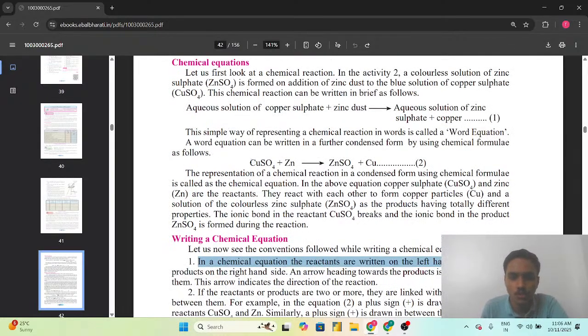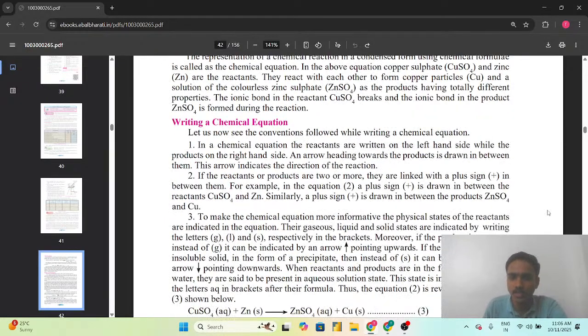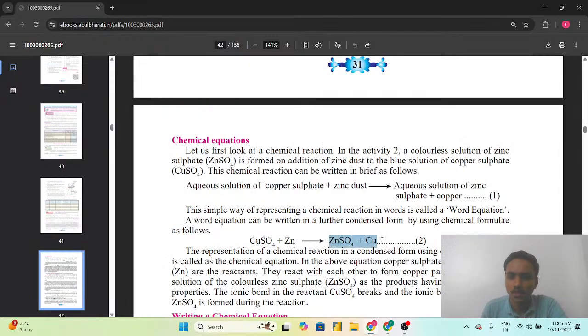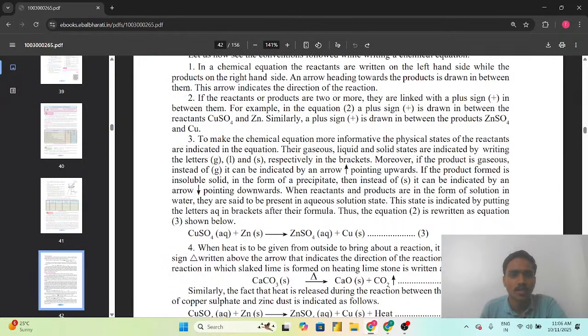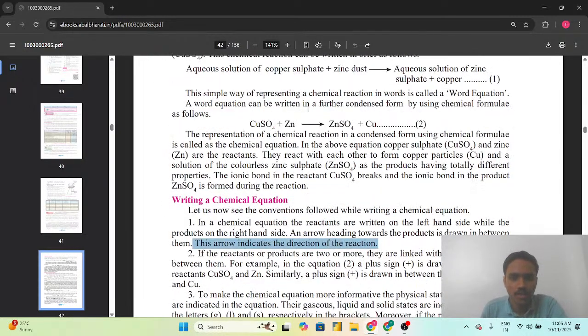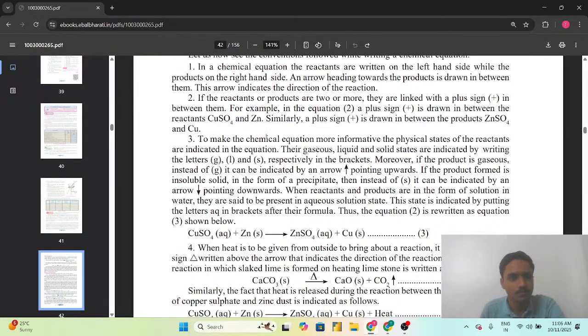जैसा कि मैंने बोला कि जो reactant है वो left hand side पे लिखे जाएंगे and while the products are on the right hand side. Product जो है वो right hand side पर लिखे जाएंगे. This arrow indicates the direction of the reaction. ये जो arrow है वो direction represent करता है reaction की.